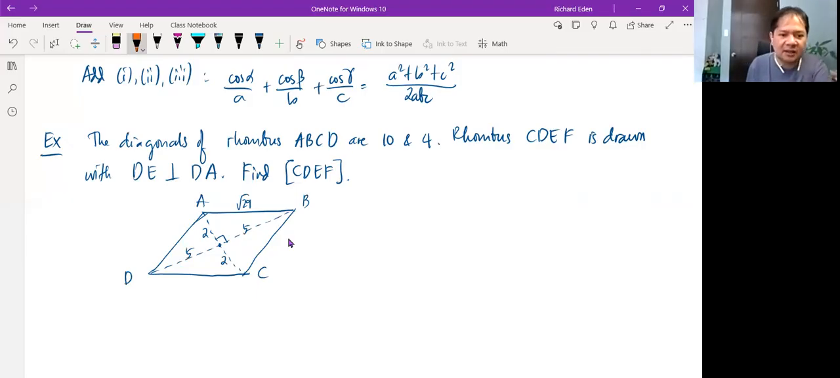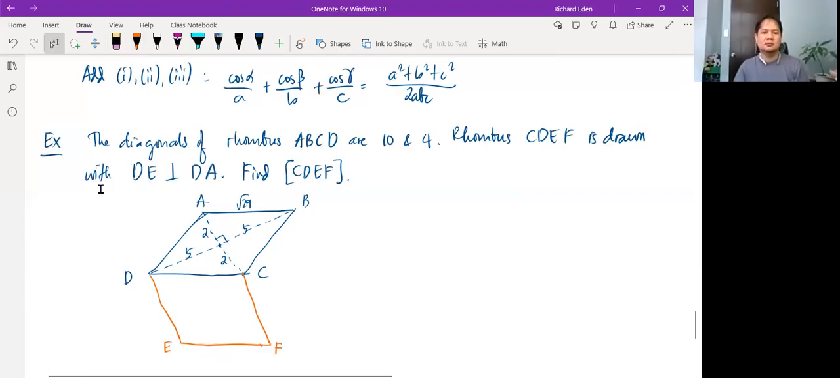Okay. DE is perpendicular to DA. So here we have DA. But if we're going to draw our rhombus, do you see that we have two choices? Because this is one possibility, and another possibility is going the same direction. One is like the cis and the other is like the trans conformation. So this is C, D, E, F.